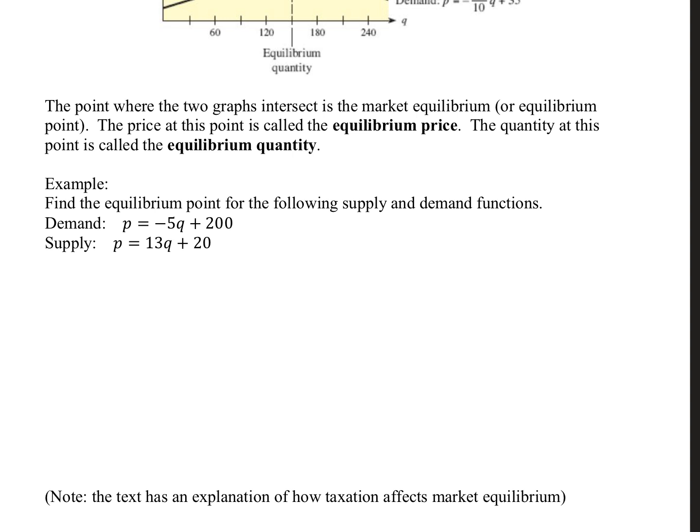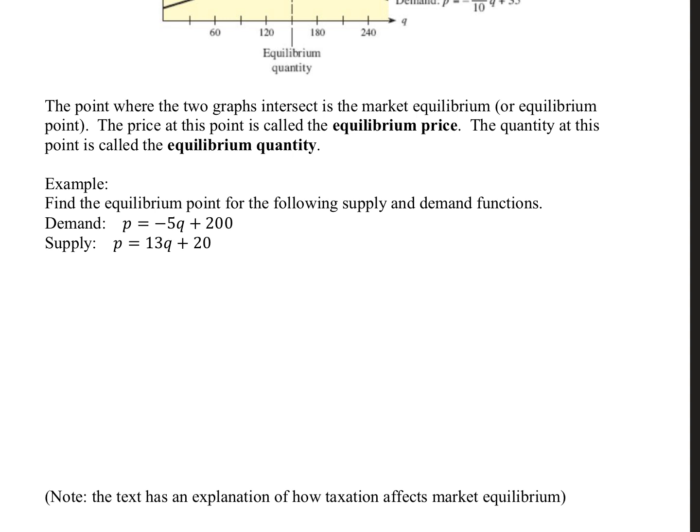So in this example, we want to find the equilibrium point for the following supply and demand functions. We are given the demand function. You might notice that it has a negative slope, so even though this is labeled as demand, you would have been able to determine that this was the demand function even if it had not been labeled. In order to find equilibrium price and quantity, we want to basically solve this system of equations. If you haven't done this in an algebra class recently, there's a number of ways to do so, but substitution is going to be the primary method that we use.